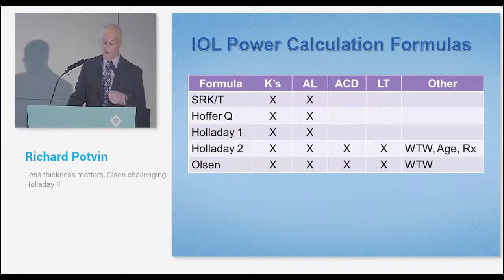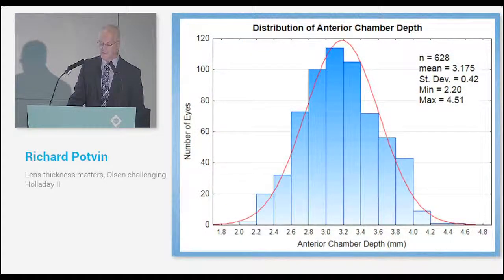So this is what we did with 5 different formulas. You can see them there, the SRK/T, Hoffer Q, Holladay 1. And those 3 formulas use only Ks and axial length for their measurements. The rest is based on regression. So Holladay 2 and the Olsen formula include consideration of the anterior chamber depth of that patient, the lens thickness of that patient, and in Holladay 2's case, white to white, age and the preoperative prescription, and with Olsen, the horizontal white to white. So here are the measurements of the anterior chamber depth across those 628 eyes.